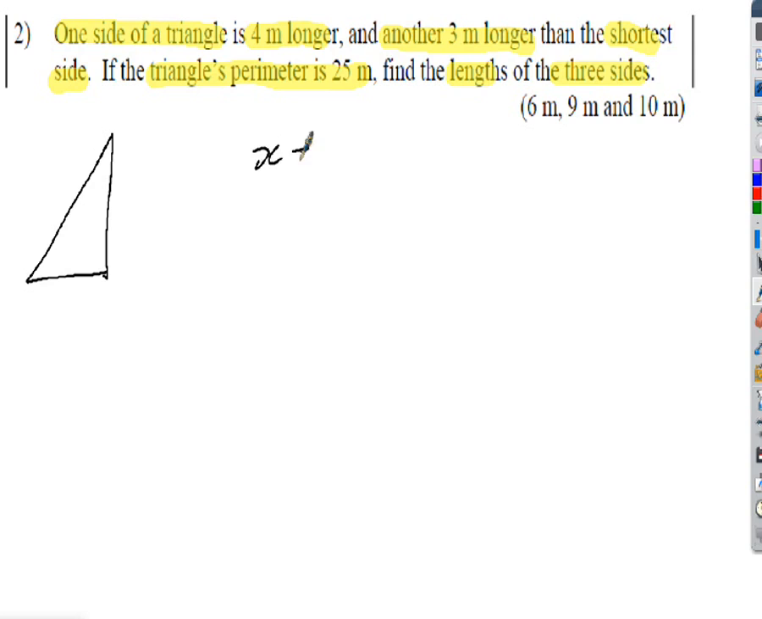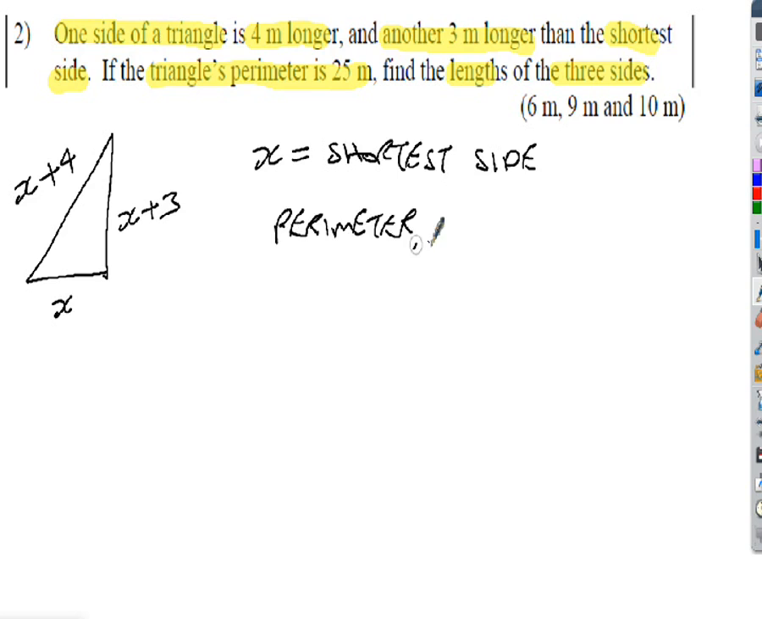We'll let x equal the shortest side of the triangle. So if I call this side x here, I'm then told another side of the triangle is 4 meters longer than x. So if I call this x plus 4, another side is 3 meters longer than x. That's x plus 3 here. There's my sketch of the information from the question. Now we know that the perimeter, P, is equal to 25 meters. So when I add up all the 3 sides, it must equal 25 meters.